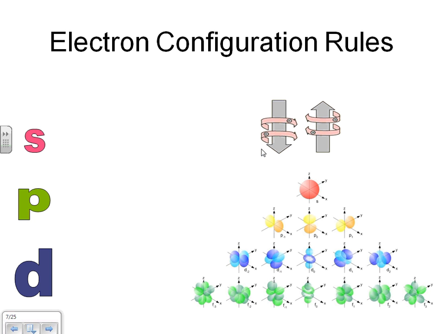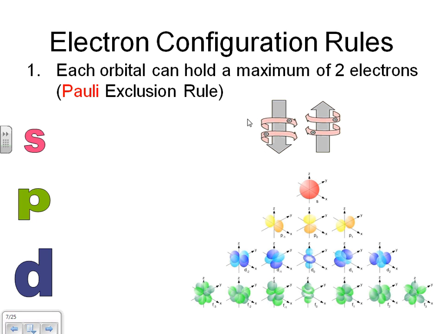Okay, so the first rule is called the Pauli exclusion rule. So make sure you write that in for the rule, and then underneath it, put each orbital can hold a maximum of 2 electrons. Now make sure you pause this video if you're not getting everything written down. You can always pause it and then start it back up. So if I'm speaking too fast or whatnot, definitely use that. Okay? So it's saying that each orbital can hold a maximum of 2 electrons.